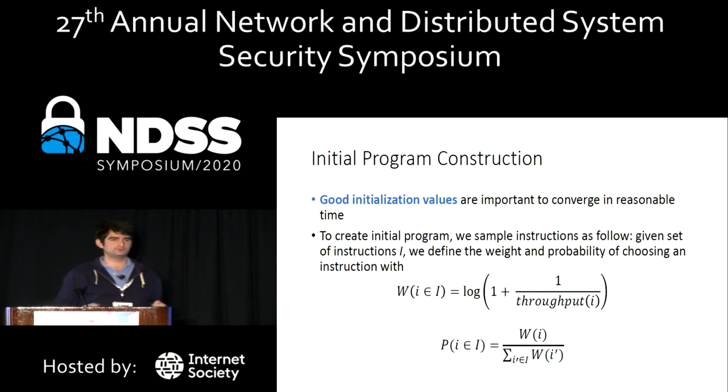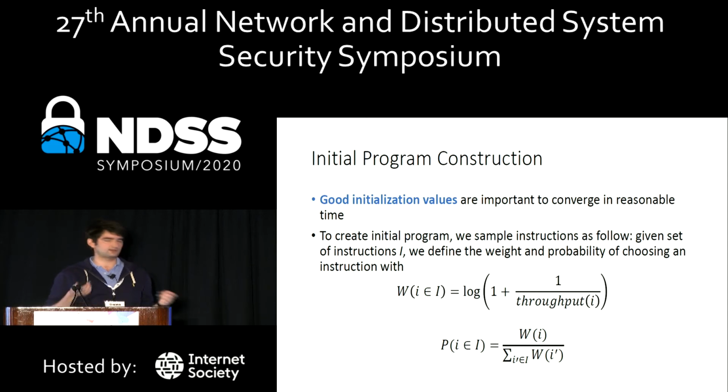So we want to have fairly good initialization values so that our algorithm can converge in a reasonable amount of time. To find these initialization values, we reuse the measurements from our empirical analysis. During our empirical analysis, we have, for each instruction, the average clock time that it used, and we know each time how much gas it consumed, so we can compute the average throughput for each instruction.